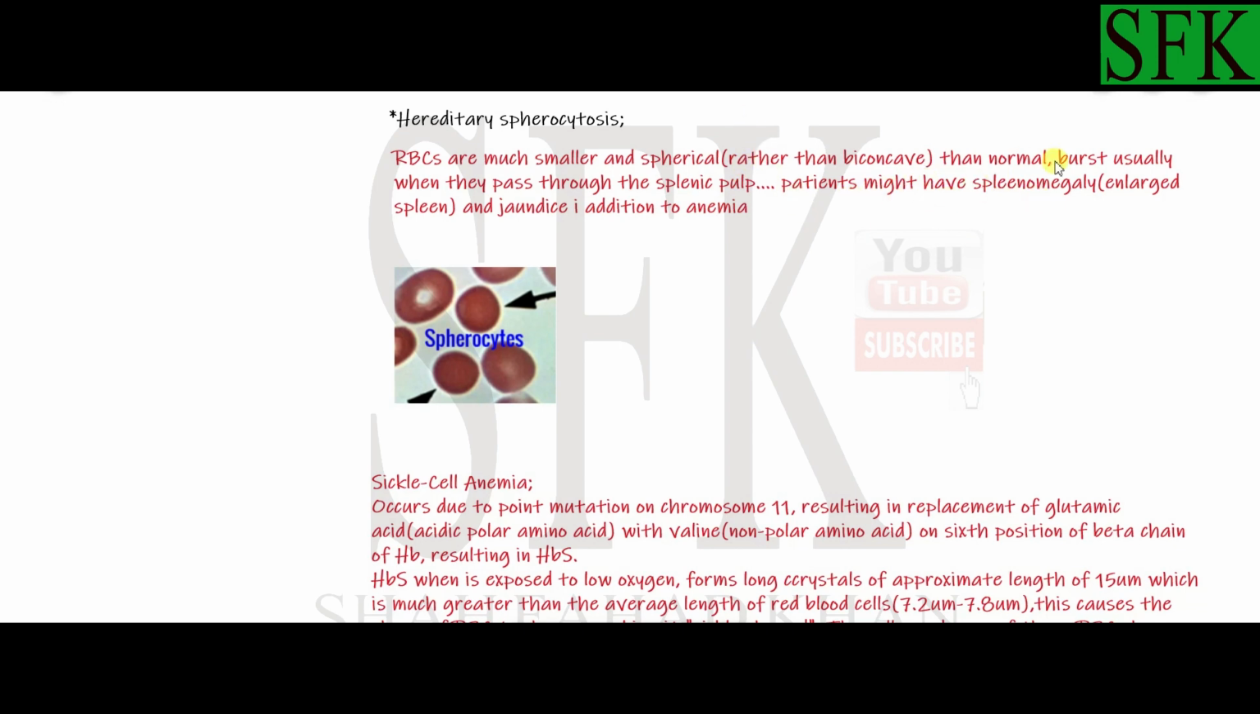So patients might get splenomegaly. Splenomegaly means an enlarged spleen, because many red blood cells are being destroyed there, so it becomes enlarged. And jaundice, in addition to anemia, might also appear. Jaundice accompanies the anemia, in addition to splenomegaly, in hereditary spherocytosis. And this is how the spherocytes look. They are smaller than the normal red blood cells, and they are round, spherical in shape.